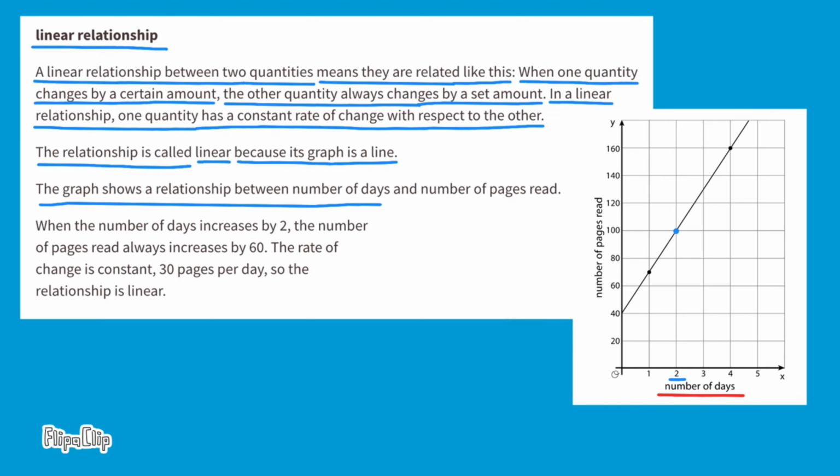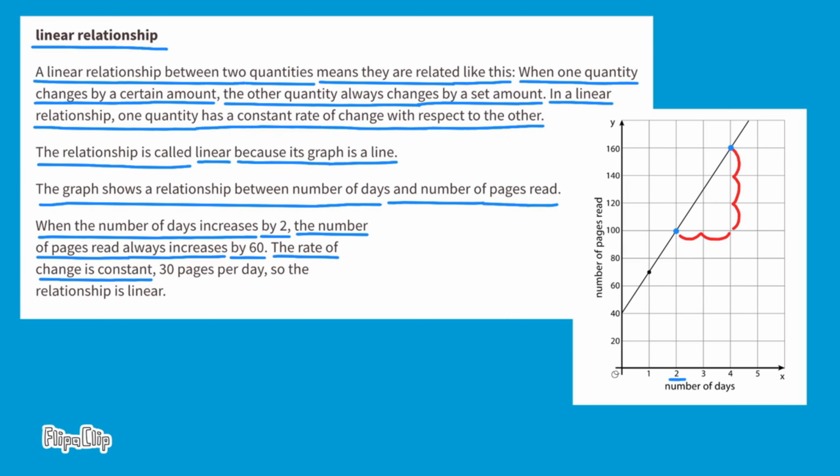The graph shows a relationship between a number of days and a number of pages read. When the number of days increases by 2, the number of pages read always increases by 60. The rate of change is constant, 30 pages per day, so the relationship is linear.